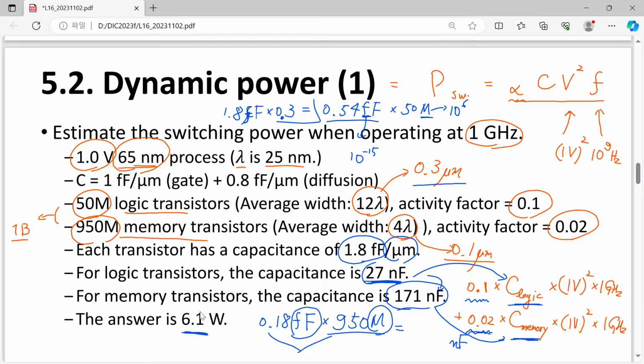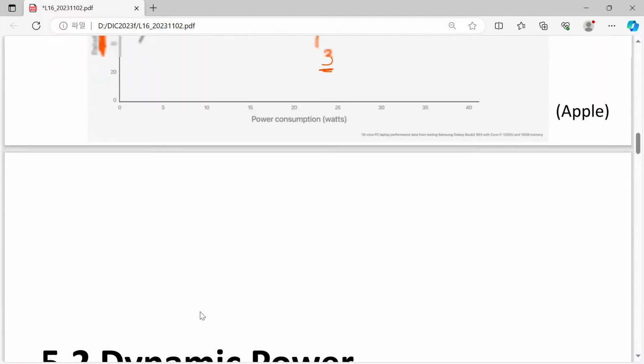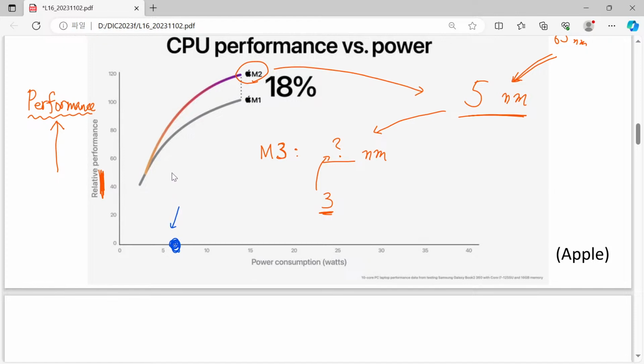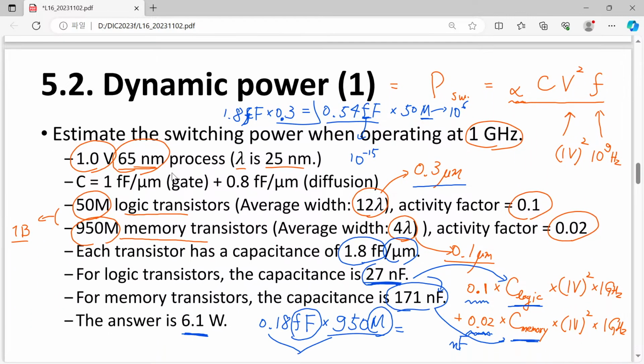And the answer would be 6.1 watt for this chip with 1 billion transistors. Okay, so please have a look at it. 6.1 watt corresponds to this older technology. Compared with the new technology, M2 or M3, this is somewhat outdated. However, the power consumption is not that much smaller than our current situation.